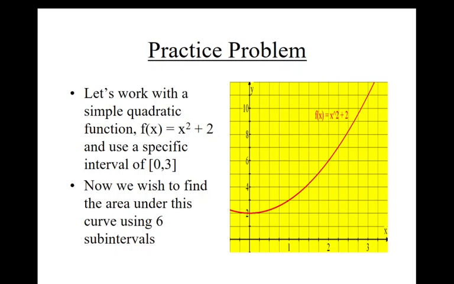Okay, so we're going to be finding the area under this curve using 6 subintervals. Okay, which means we're going to be using 6 rectangles. We're going to be finding the area under x squared plus 2 between 0 and 3. Okay, so that's what we're doing.